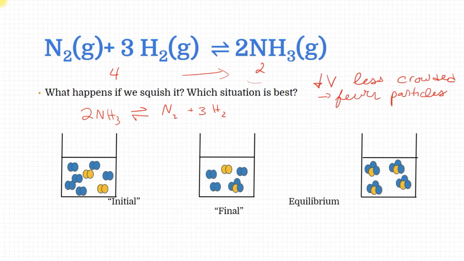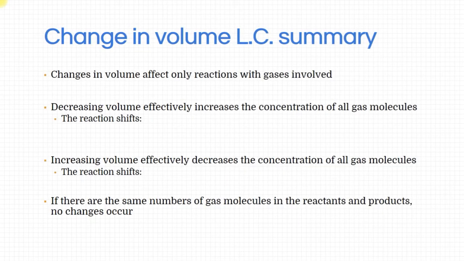All we can say is that if we decrease the volume, it's going to want to be less crowded, and so it's going to go toward fewer particles. So we just look at the balanced reaction to figure out which side has fewer. And so it depends on the reaction.